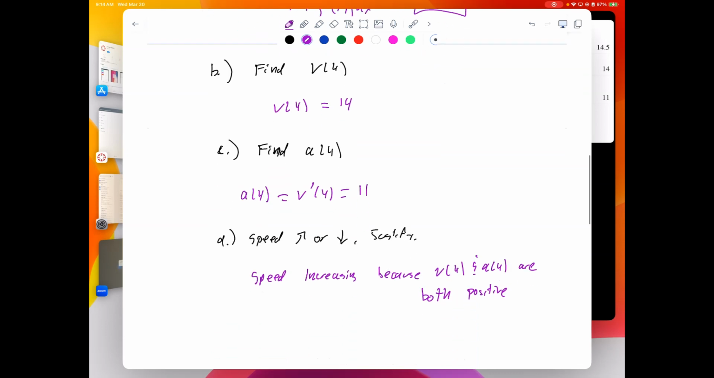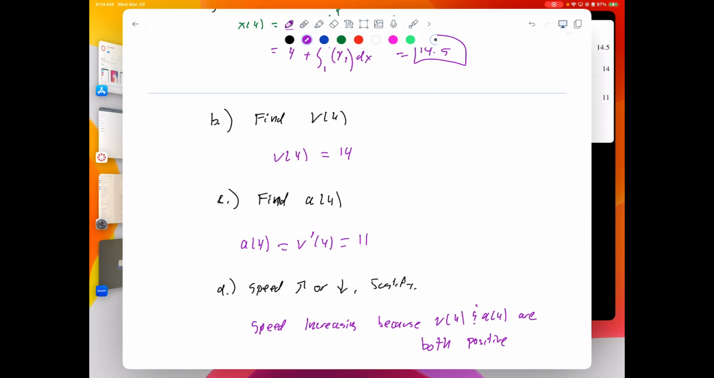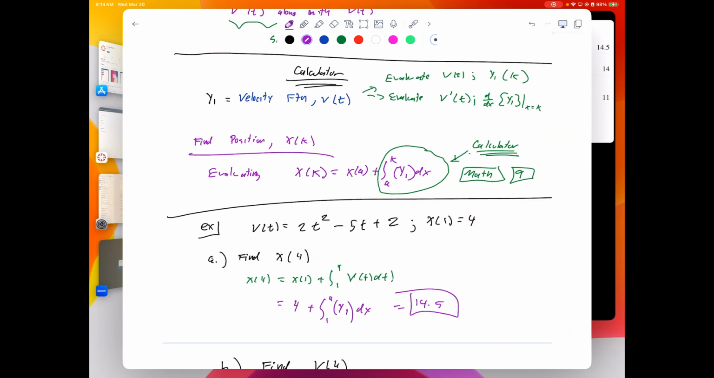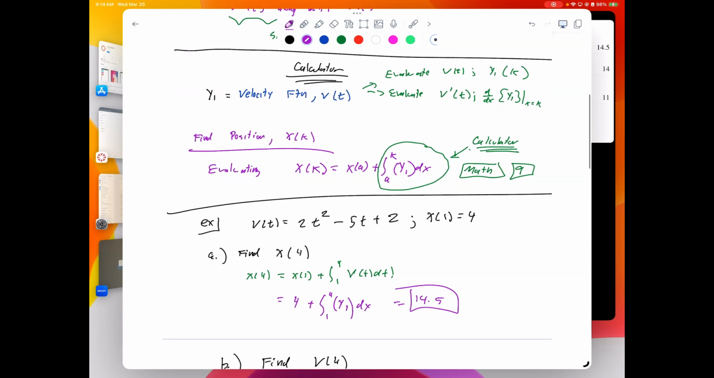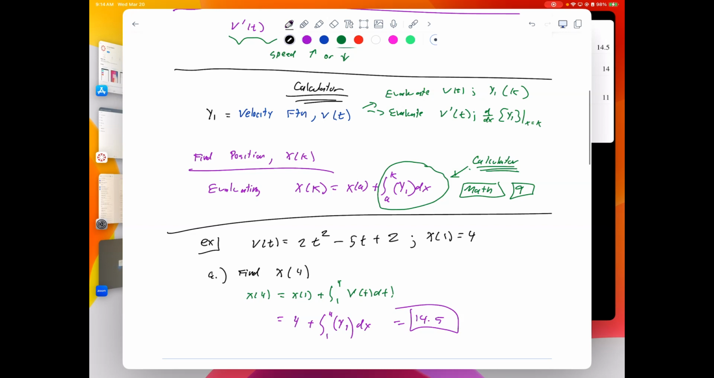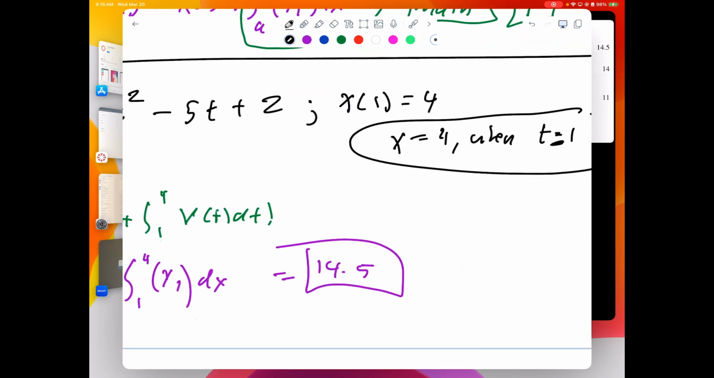The other problem that you're given, so in your homework on Delta Math, the first question you're going to get is going to be something like this. You're going to be given some type of particle motion function. You're going to be given V of t, and you're going to be given a position, and instead of looking like this, it might say x equals 4 when t equals 1. That's what it might look like on the Delta Math, which means x of 1 equals 4. So this is how they say it. X is 4 when t equals 1.